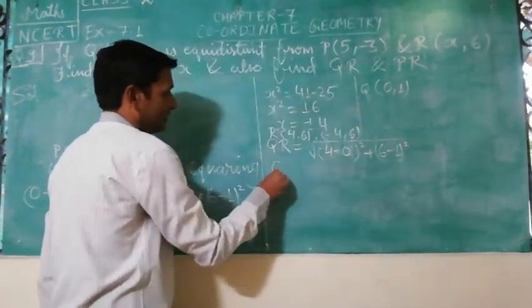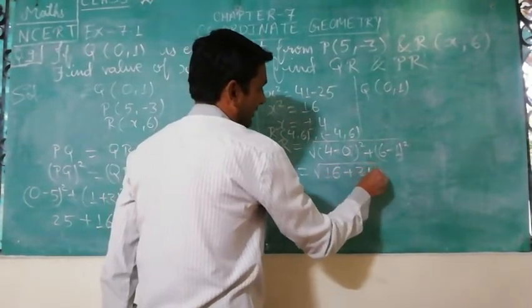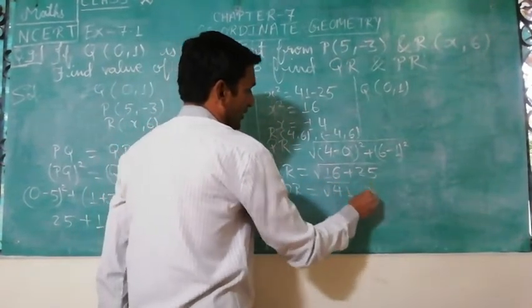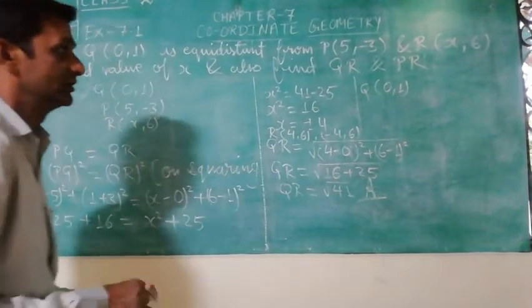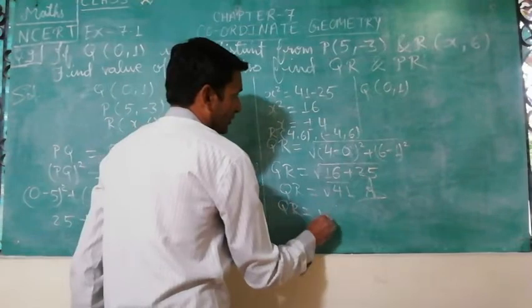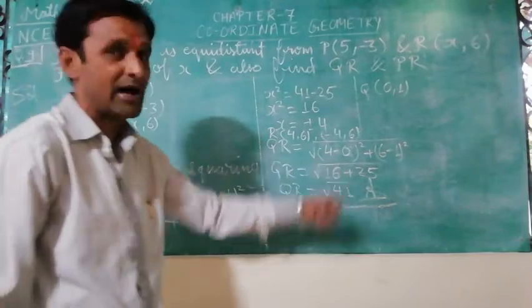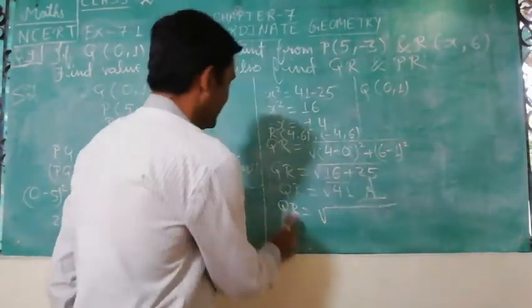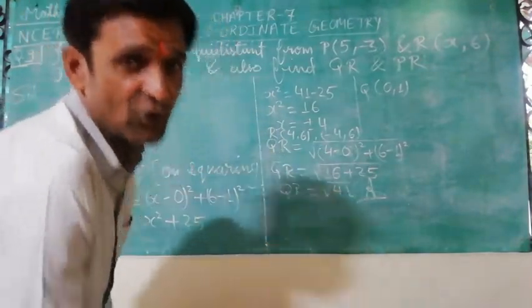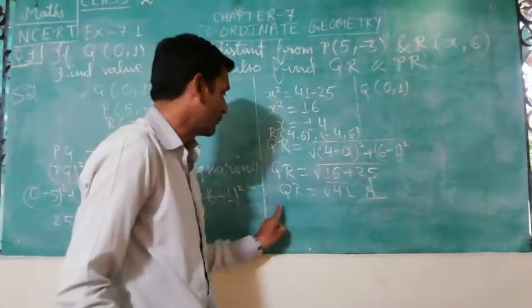So QR will be what? What are the possible values for QR? It is 16 plus 25, that is root 41. QR is equal to root 41. It is one value. It may be another value also. If we put here minus 4 also, then the answer will be the same. So no need to find it again. Why is it so? Because if we apply here (minus 4 minus 0) whole square, that is minus 4 whole square, that is 16 only. So 16 plus 25, again it is the same. So QR is equal to root 41 only.